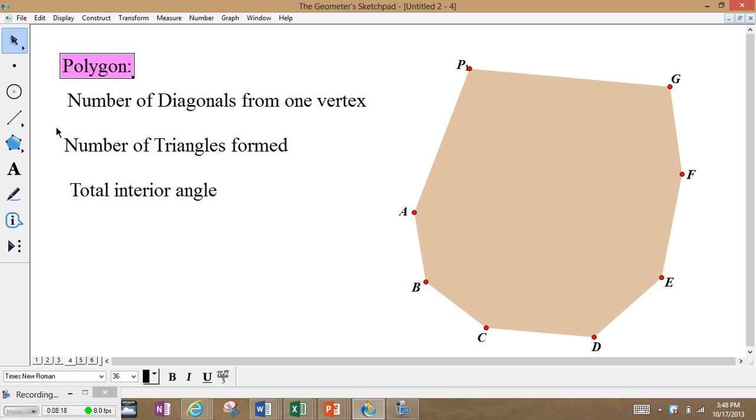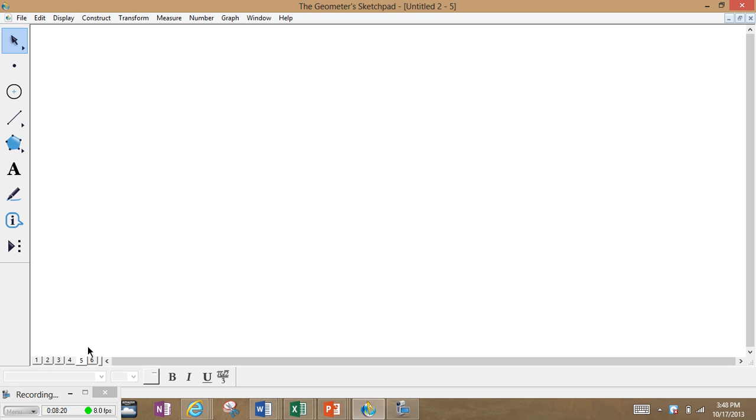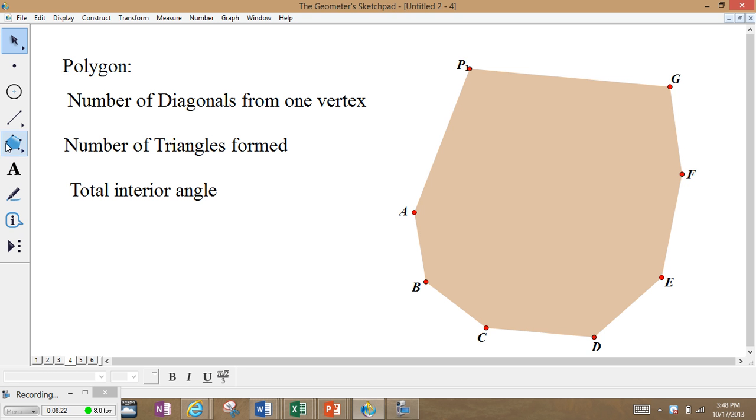All right, and let's go back to that. Sorry about that. So this is called our octagon, and it's 8 sides, of course. What we're trying to do is find the number of diagonals from one vertex. Here we go. Draw the diagonals from A.